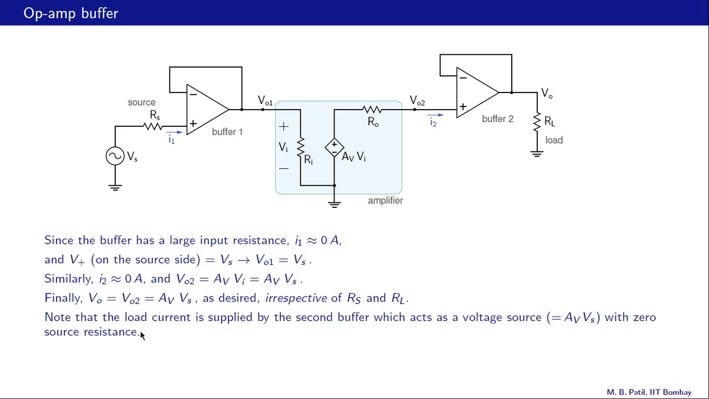Let us note that the load current is supplied by the second buffer. So the load current is really coming like this, and that acts as a voltage source equal to AV times Vs with zero source resistance. Why zero source resistance? Because that's a buffer, and as we have seen, the buffer has a very small output resistance.